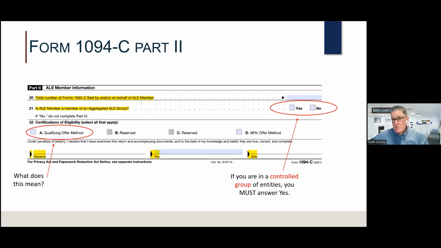Question number 21 is a really important question. So question number 21 asks, are you in a controlled group? Aggregated ALE group is another way to say controlled group. If you are part of a number of different entity companies that have different tax ID numbers but with employees, and there's common ownership between those entities, that's a controlled group. Controlled groups have to say yes to this question, and you have to add some additional information to the 1094-C about the other companies that are part of the controlled group.